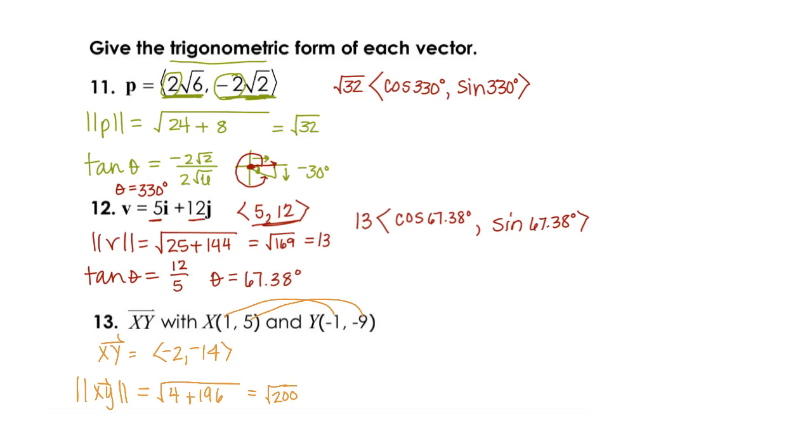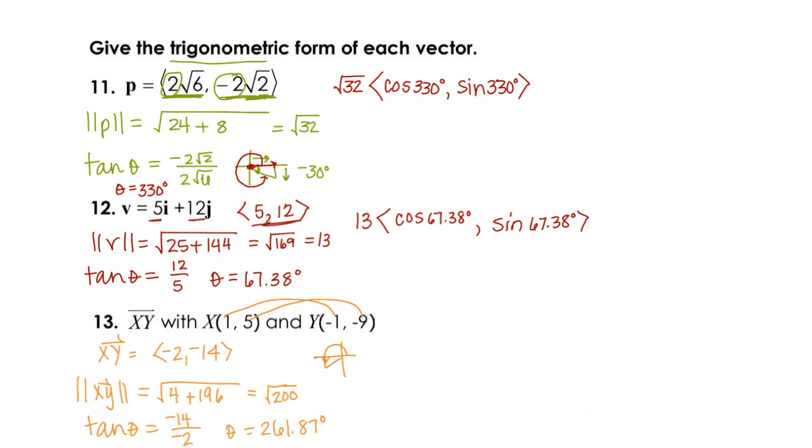And then we're going to go through and find our theta. Let's see, we're going to say tangent of theta is going to be our opposite over adjacent, so that's negative 14 over negative 2. So that means theta is equal to, and if we do that, keep in mind you're in the third quadrant, so what you find, you're going to have to add to 82, and that should generate for us 261.87 degrees. So now we're ready to write our trig form of our vector.